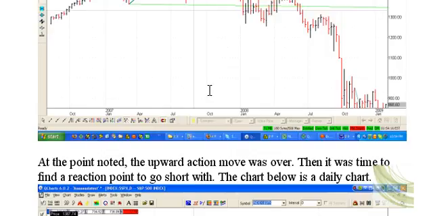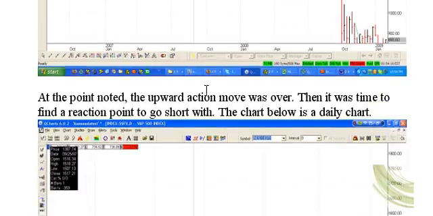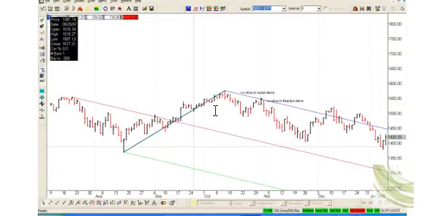All right? At the point noted, the upward action was over. Then it was time to find a reaction point to go short with. Now this chart here is a daily chart, and we're using different median line points to draw the new median line with. This was the high where you would have gotten out, and then prices came down, and as they came down, they did several things along the way that you as a course member know is typical of the start of an action move.